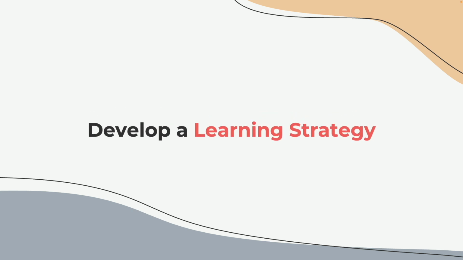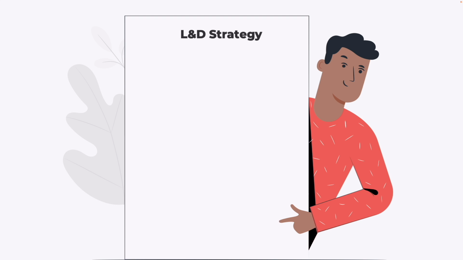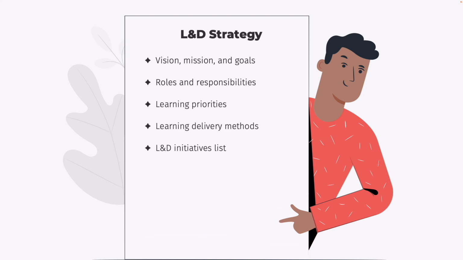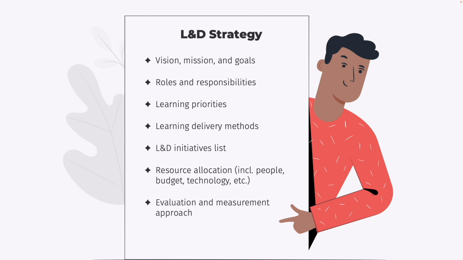Based on this, you need to develop a learning strategy. Now, once you know the learning requirements, it's time to create a plan, which is usually referred to as a learning and development strategy. This is a document that usually includes several things like the department's vision, mission, and goals, roles and responsibilities, learning priorities based on identified requirements and needs, learning delivery methods, L&D initiative lists, usually broken into things like onboarding, employee development, management and leadership, or team development, resource allocation, including people, budget, technology, and so on. And you would also include how you're going to evaluate and measure, and so much more.